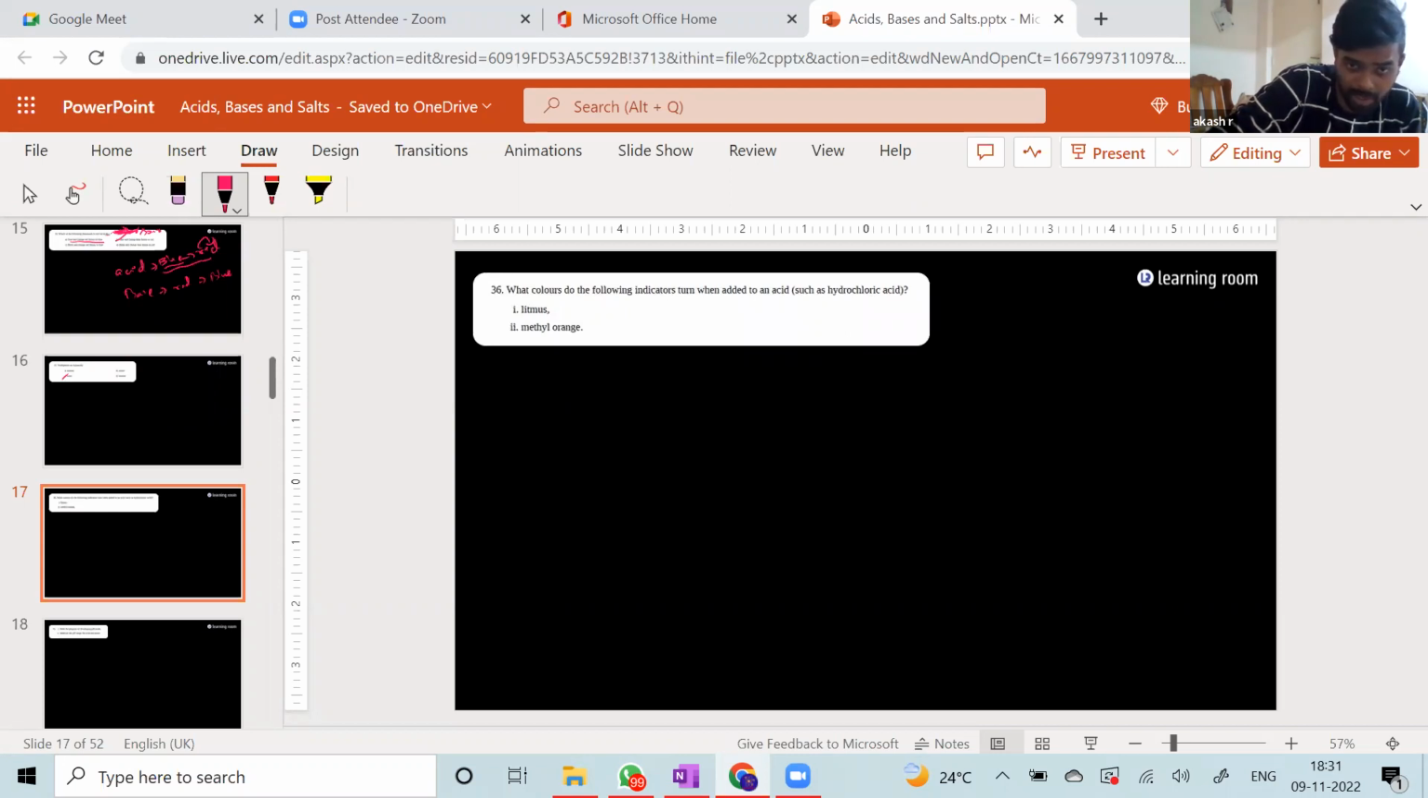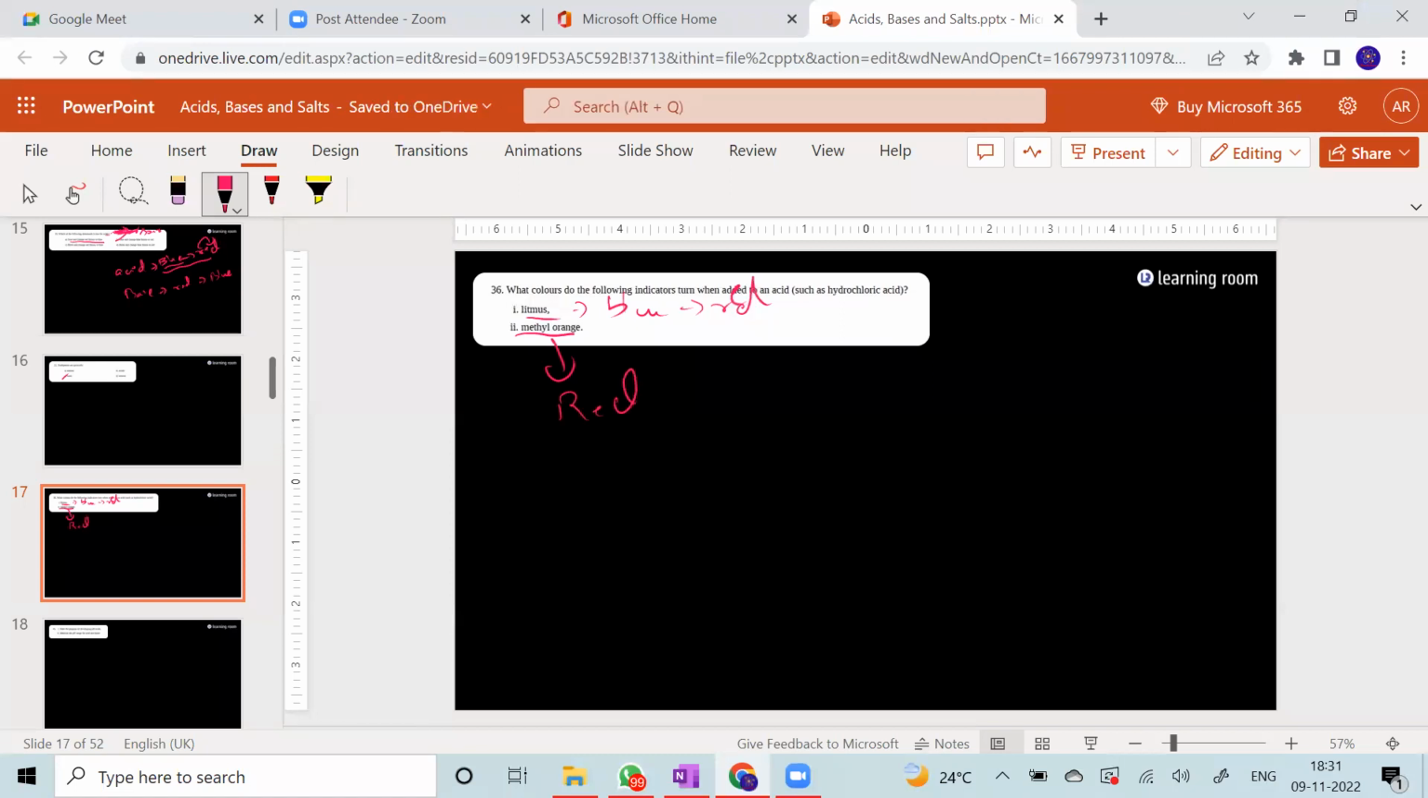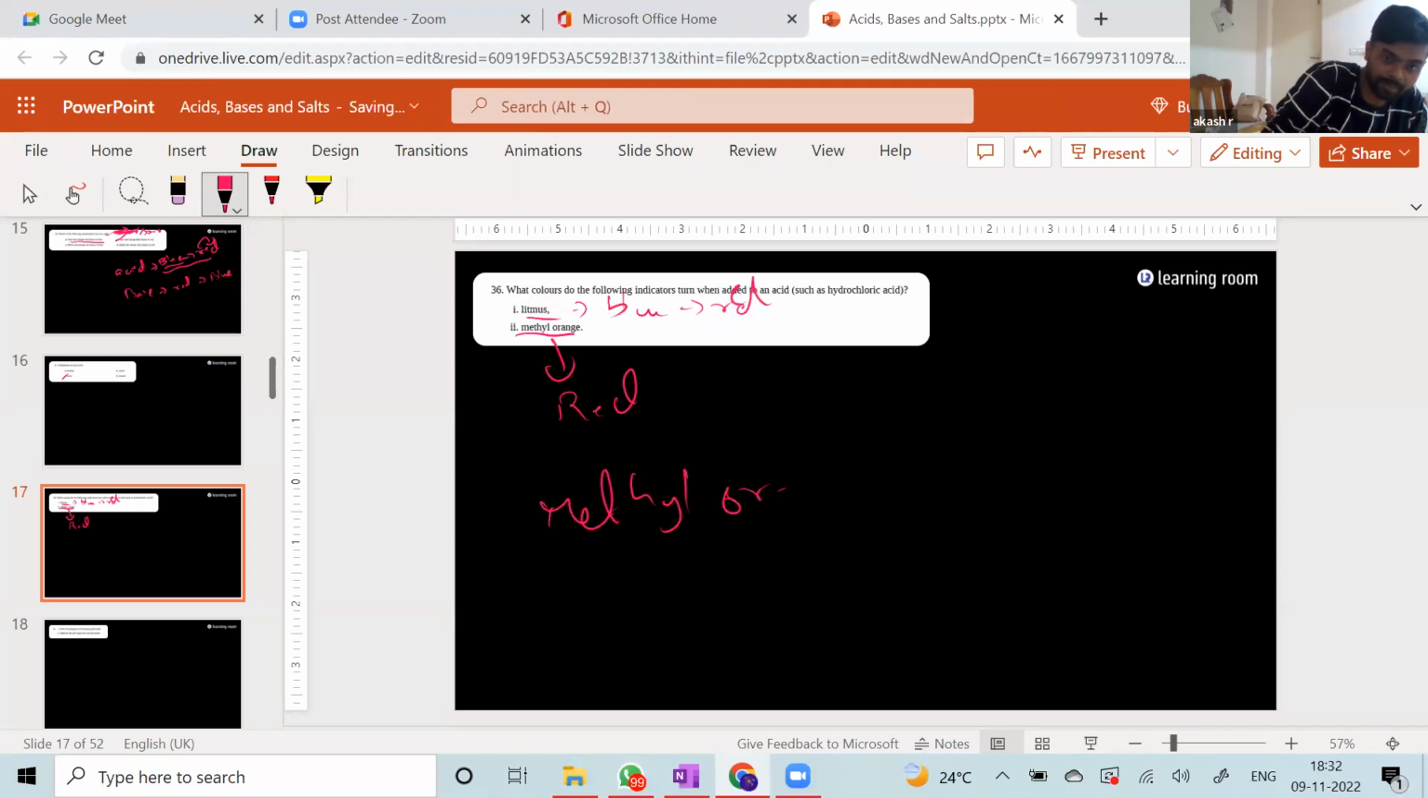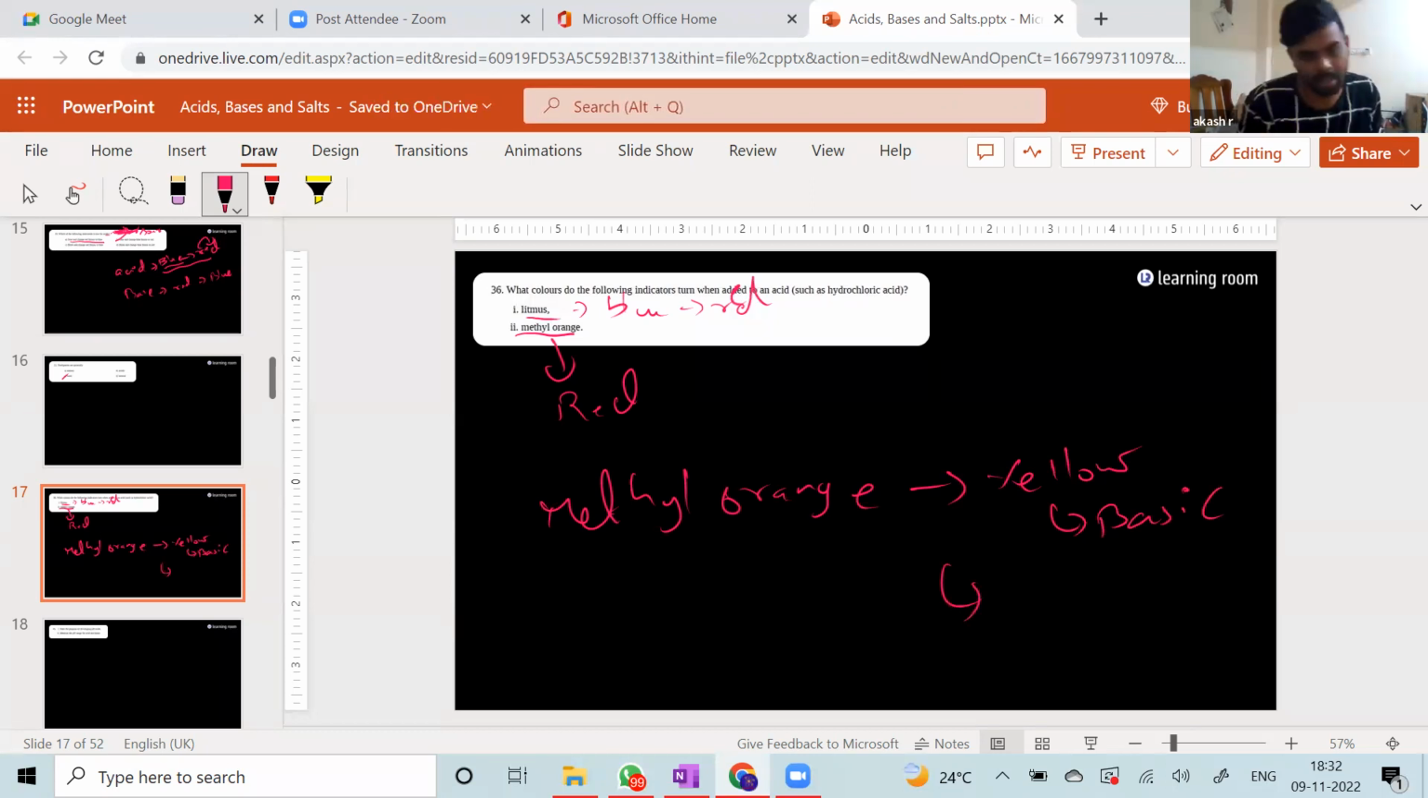Next. What colors do the following indicators turn when added to an acid, such as hydrochloric acid? Litmus changes blue to red, that we know. What happens to methyl orange? Methyl orange becomes yellow in basic solutions, and in acidic solution it becomes red. So this will be red and litmus will be blue to red.